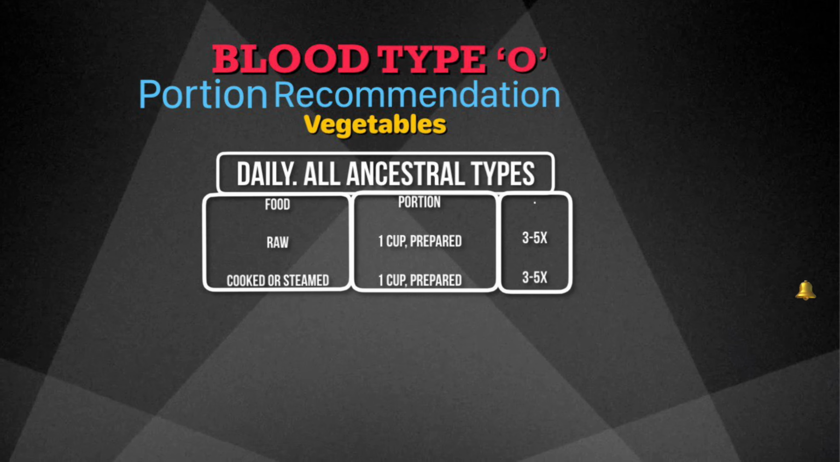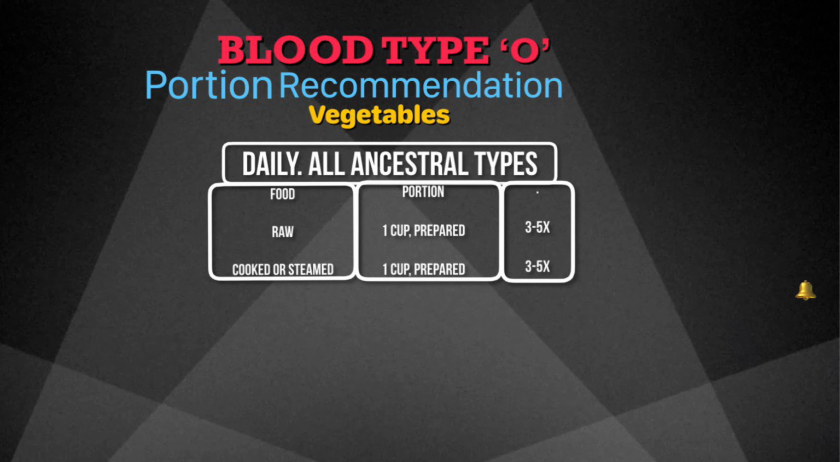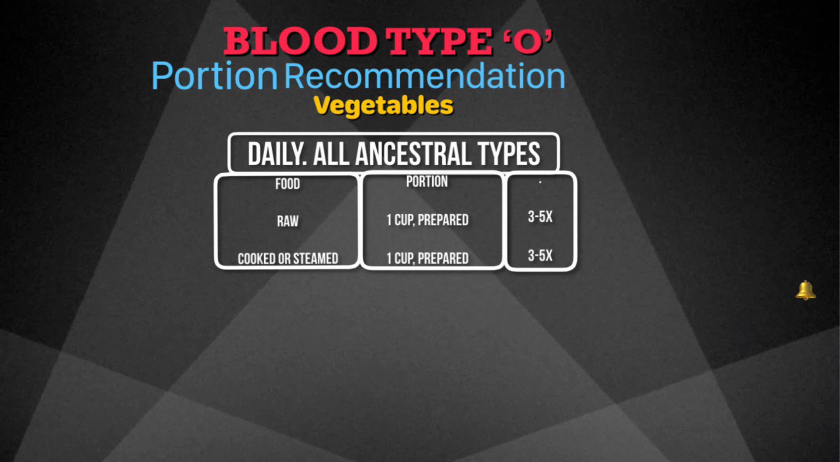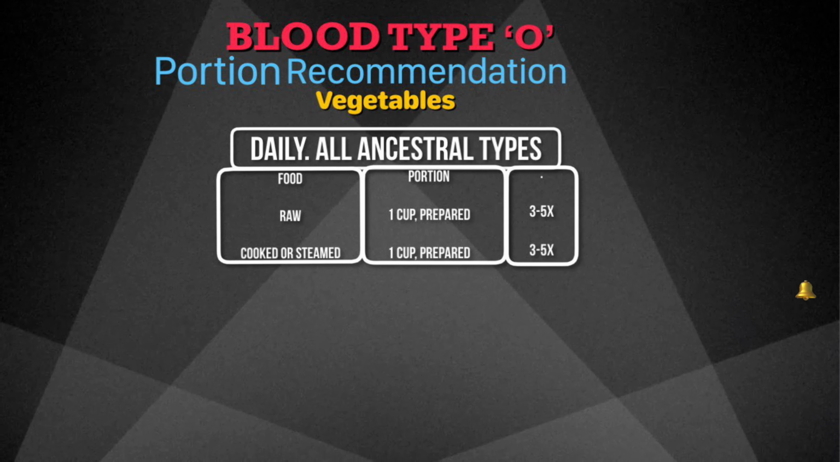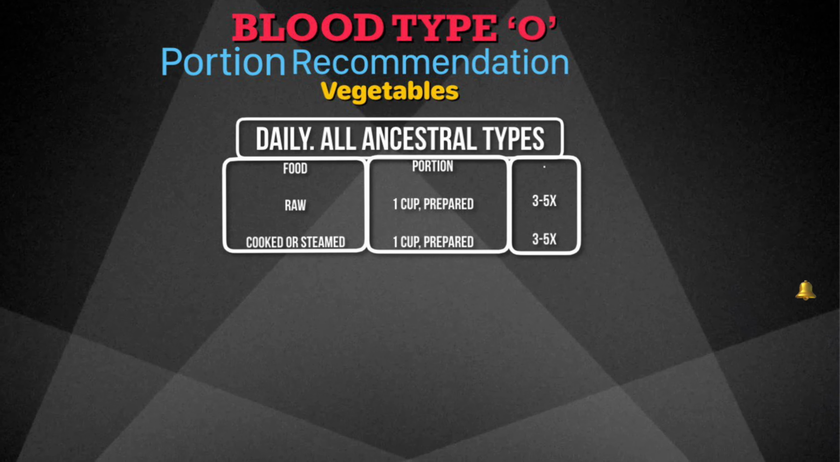Daily recommended portion size for vegetables. Raw, 1 cup, 3 to 5 times for all ancestral types. Cooked or steamed, 1 cup, 3 to 5 times for all ancestral types.